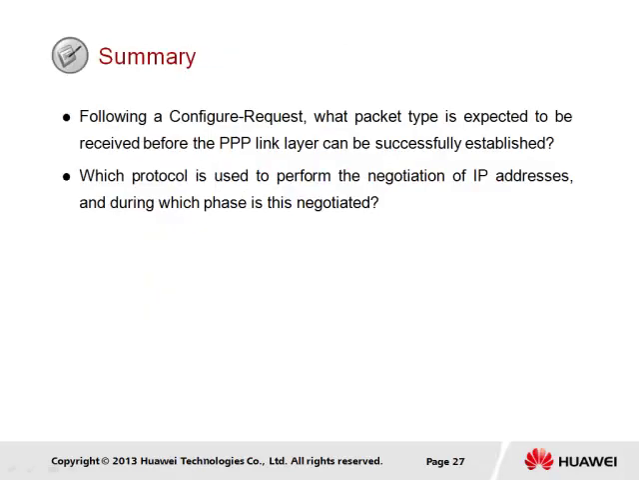So this brings us to the summary, and we just have two questions here. The first asks, following a configure request, what packet type is expected to be received before the PPP link layer can be considered established? Well, the peer will expect to receive a configure ACK packet in response to verify that the parameters are accepted by the peer for the PPP link establishment.